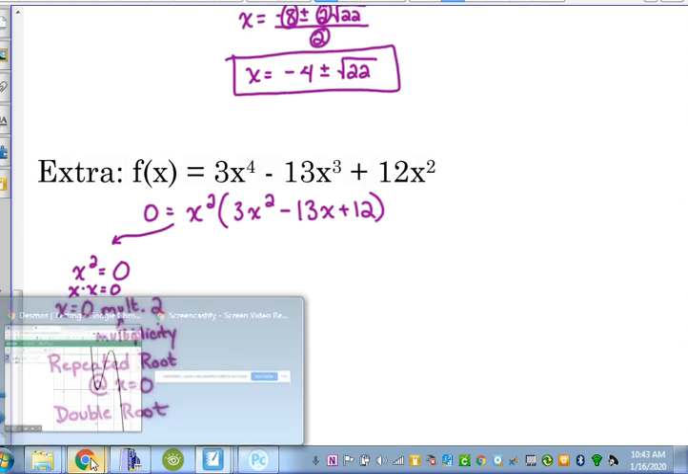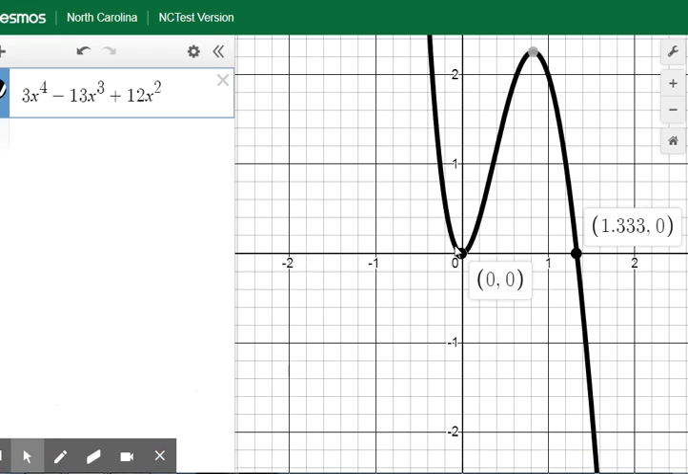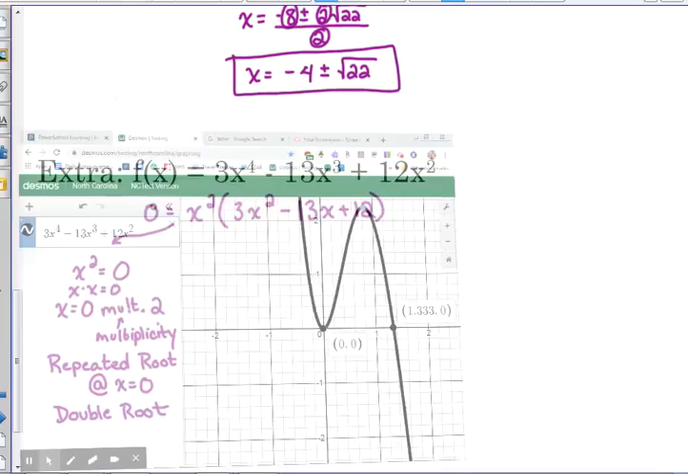Let's go back to the graph for just a second. Look at how this differs from the x-intercept of 1.333. The one at 0 just touches the x-axis. It does not cross the x-axis. So when you have even multiplicity, and this is an idea that's shared in Math 3, when you have even multiplicity, so this one had multiplicity 2, you touch the axis, you don't cross the axis.